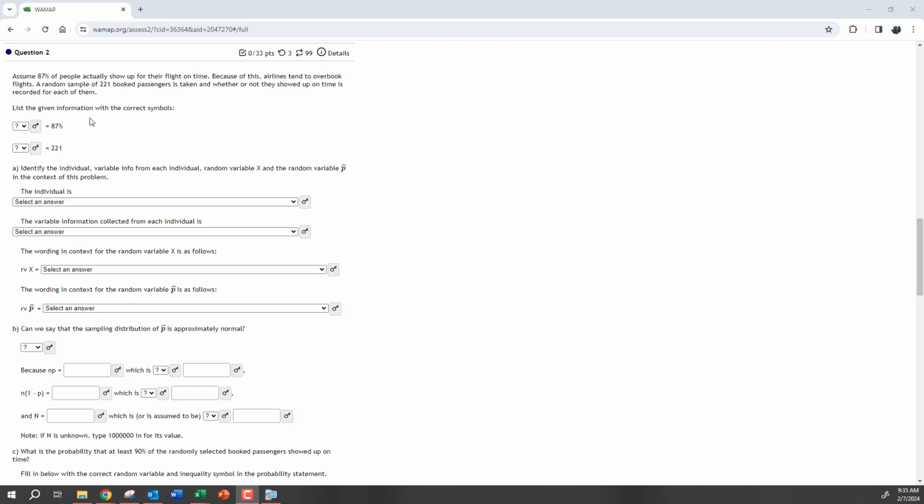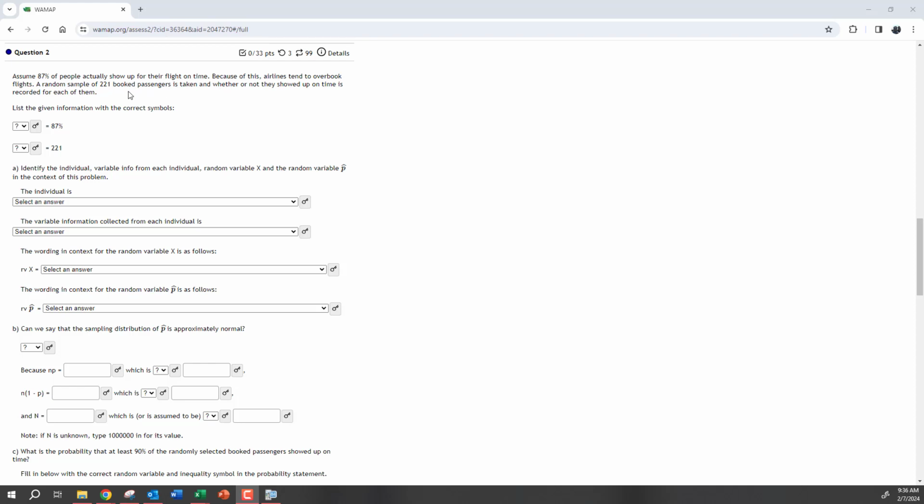So let's look at this example where they tell us 87% of people actually show up for their flight on time, and because of this, airlines tend to overbook flights because of that 13% that don't show up. A random sample of 221 booked passengers is taken, and whether or not they show up on time is recorded.